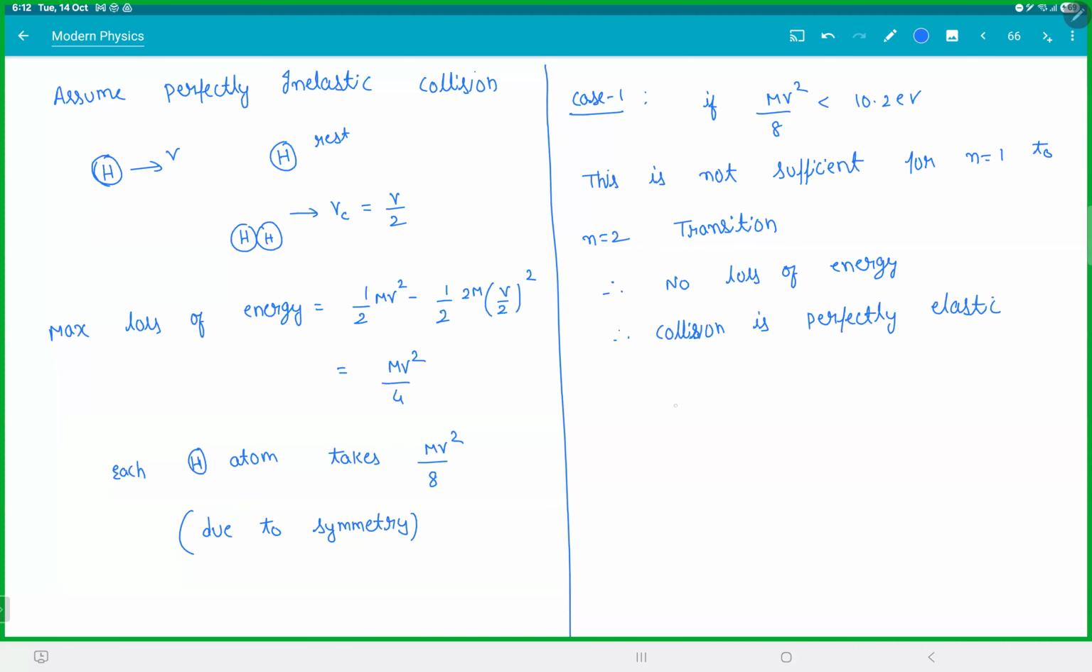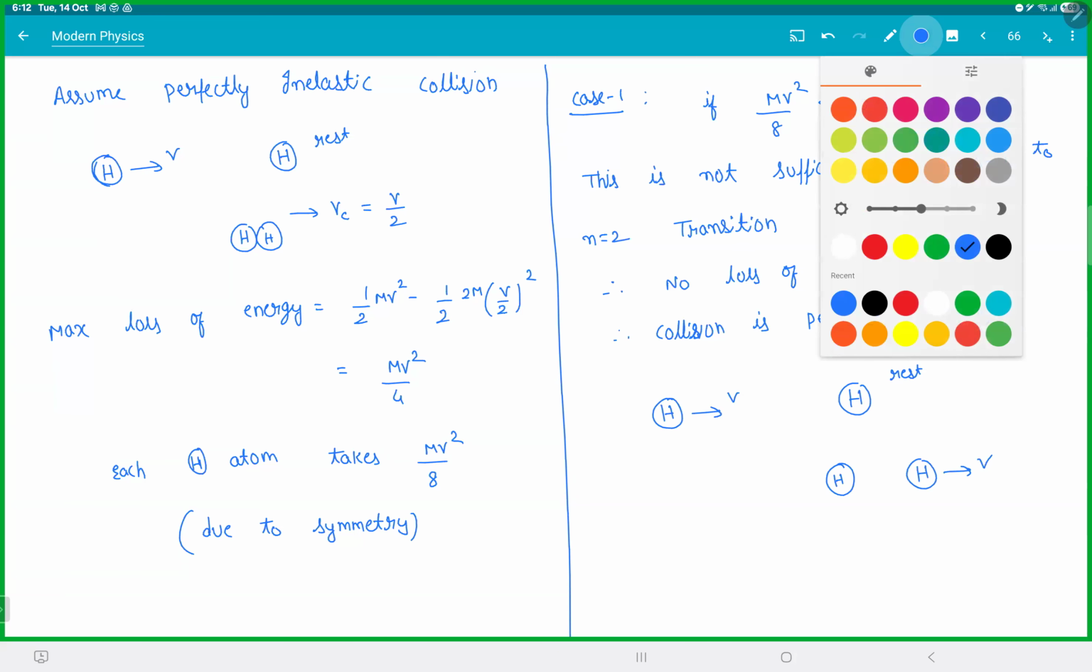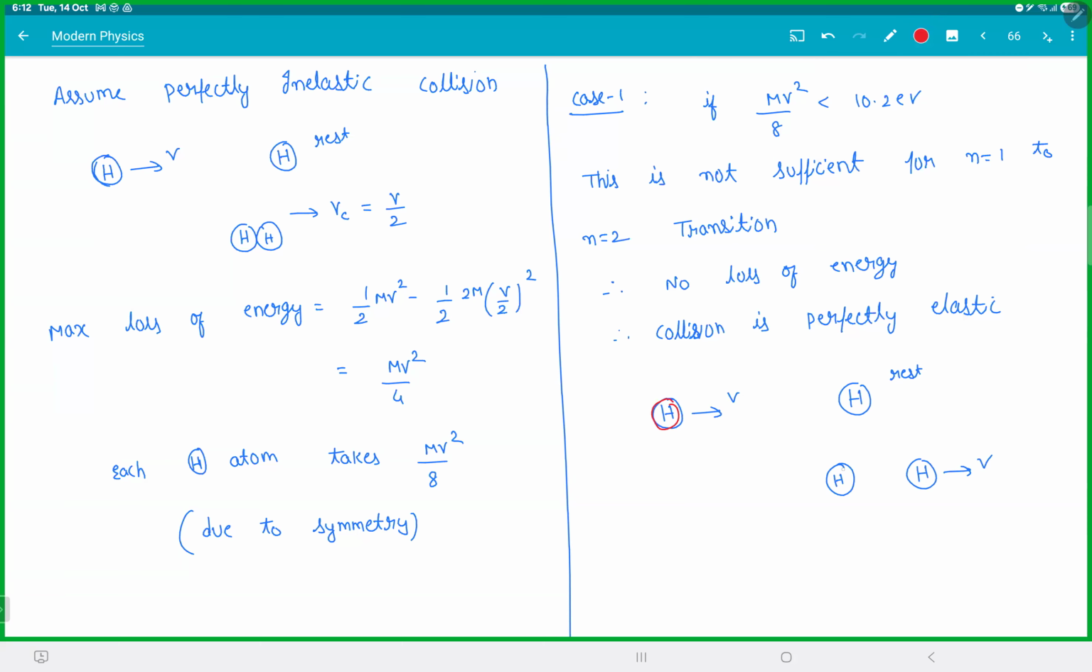That means this is what will happen. The hydrogen atom which is coming with speed v will collide with this, which is at rest. After collision, since both are identical, this will come to rest and this will go with speed v. Basically, this is a bounce off. An H2 molecule does not form.